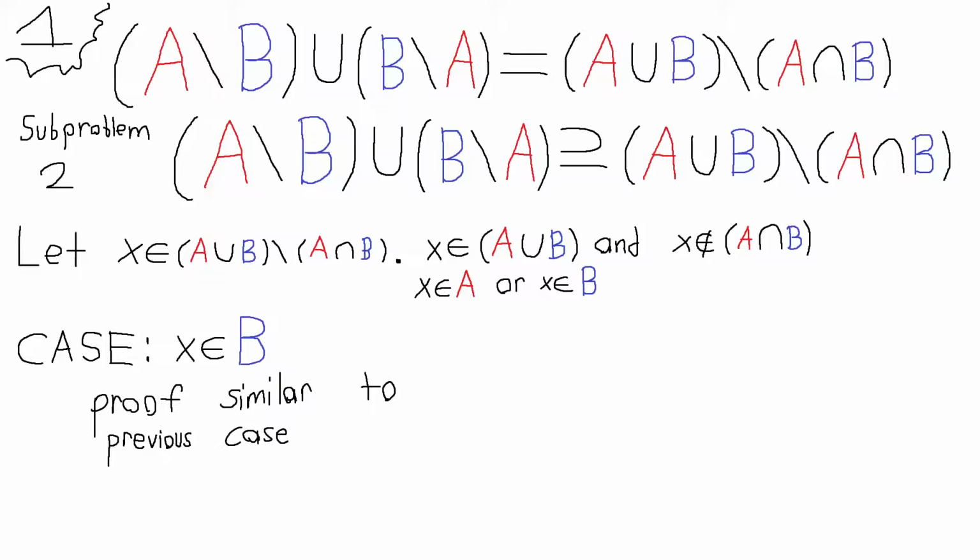In either case, x is an element of the right side, so the right side is a subset of the left side. Since both sides are subsets of the other side, we conclude that both sides are equal, thus finishing the proof. Now we move on to problem 2.